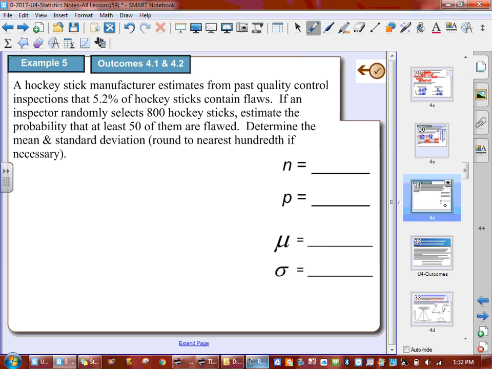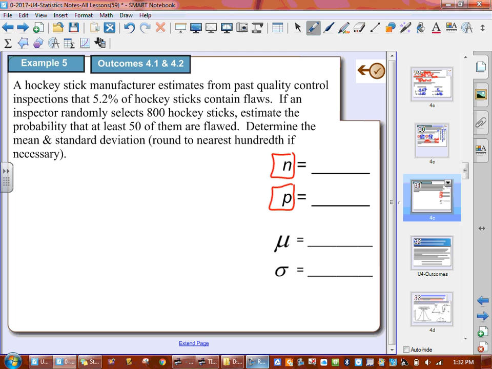Did they ever give us a list of data? No, they didn't give us a list of data. If they don't give us a list of data, we are not able to use our one variable stat. We can't use the L1, L2. That's what I'm talking about. We can't use one variable stat. We have to find out who N and who P are.